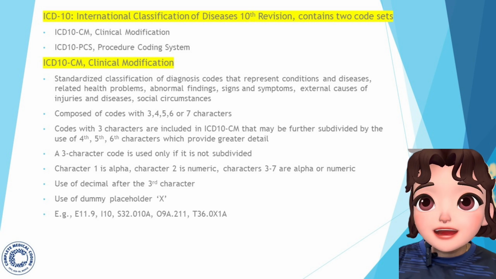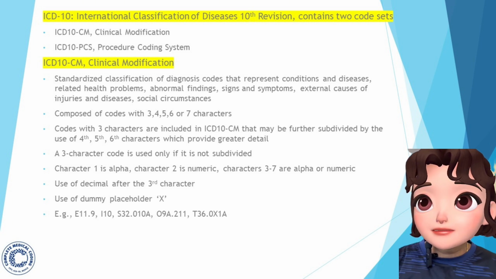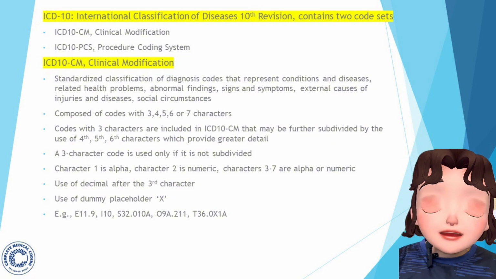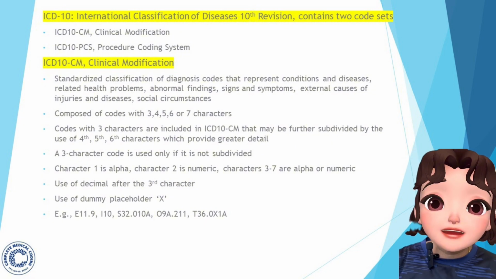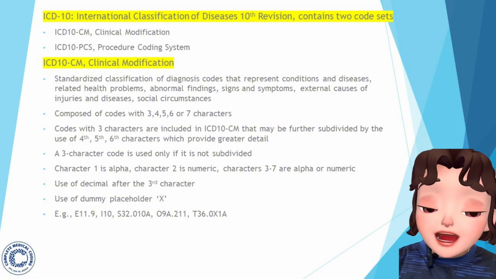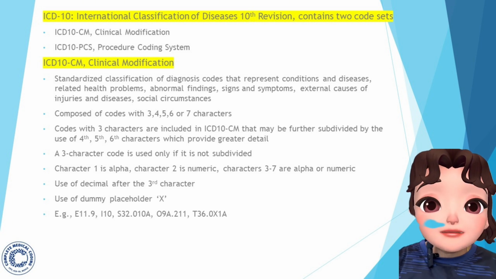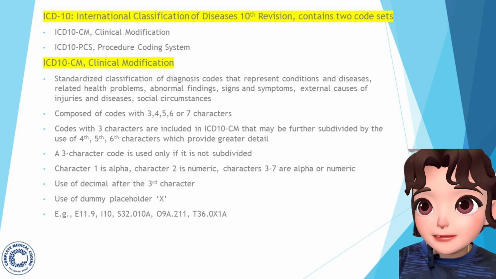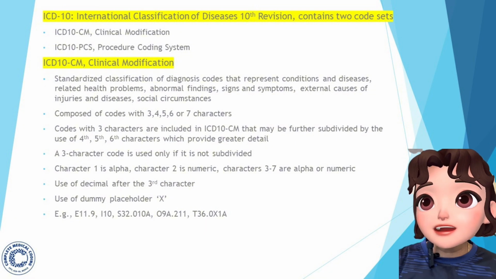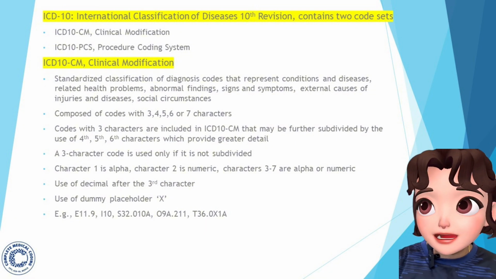Now, ICD-10 is composed of codes with characters. How many characters? Either 3, 4, 5, 6 or 7 characters. It can be either 3 to 7. It means a minimum of 3 characters should be there. Codes with 3 characters are included in ICD-10-CM.